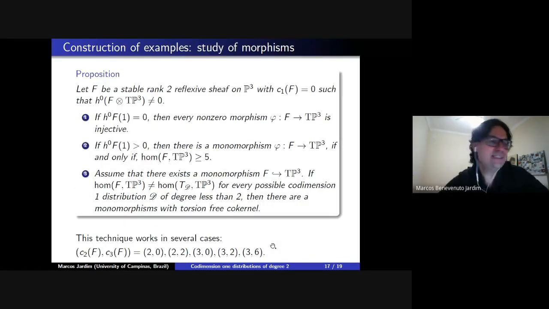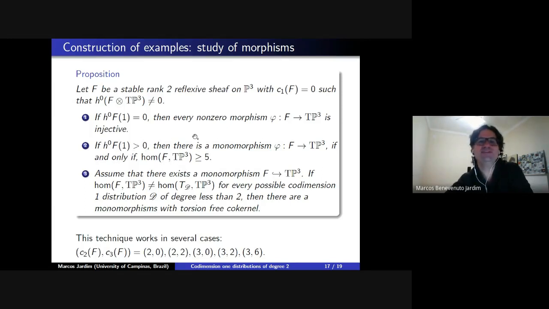And this fourth technique to do these constructions goes precisely along these lines. So it gives you a criterion on how to prove the existence of injective morphisms and injective morphisms with torsion-free cokernel. Right. So under these hypotheses here, so let F be a stable rank 2 reflexive sheaf on P3, with trivial first Chern class, and assume that you have this. So this space here is the same as Hom from F to TP3. Under these circumstances, this is the same as Hom from F to TP3. So assume you have maps from F to the tangent bundle. Then this gives you a condition for the existence of injective morphisms.